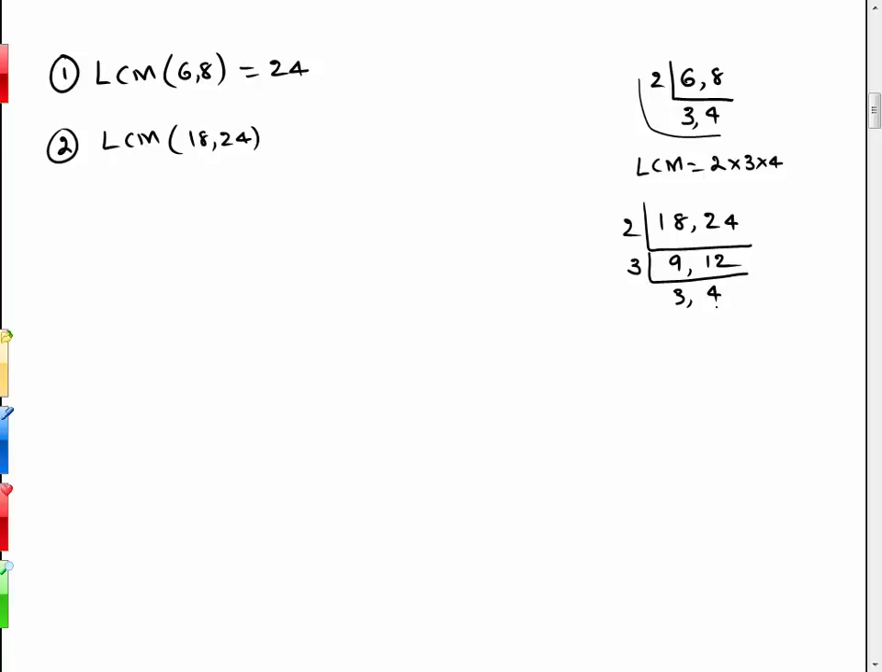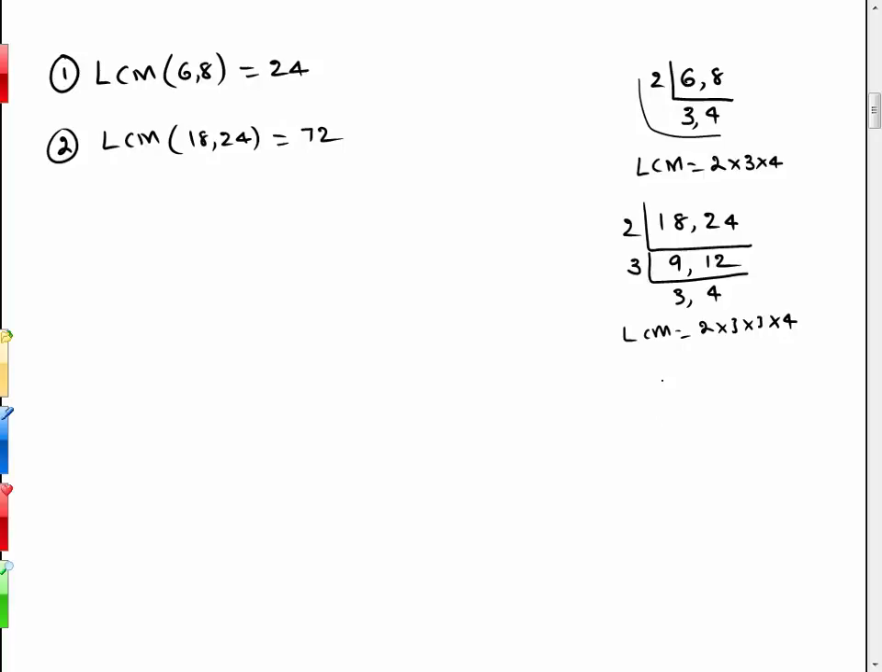Now, is there anything that goes into 3 and 4? Nope. So you just simply multiply all the outside numbers out. So that is 2 times 3 times 3 times 4. 2 times 3 is 6, 6 times 3 is 18, 18 times 4 is 72. So guess what? The LCM is 72.